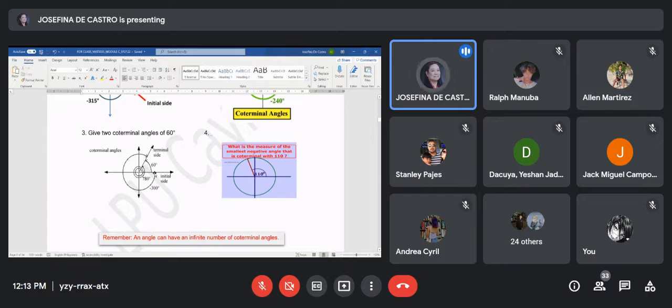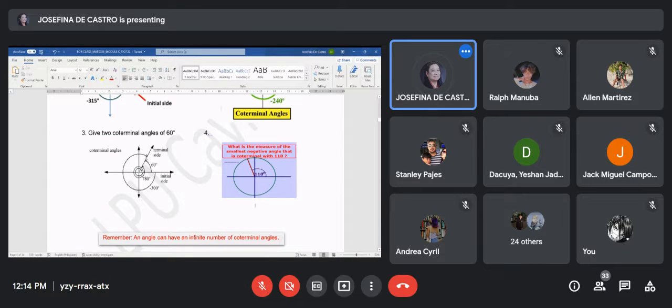And then, the other way around naman niya, moving clockwise direction, ito yon, starting from the initial side. Lagi tayo nag-i-start from the initial side na pagbibilang natin ng number of degrees. So, moving clockwise direction, negative 300 degrees naman yung nearest negative coterminal angle niya.